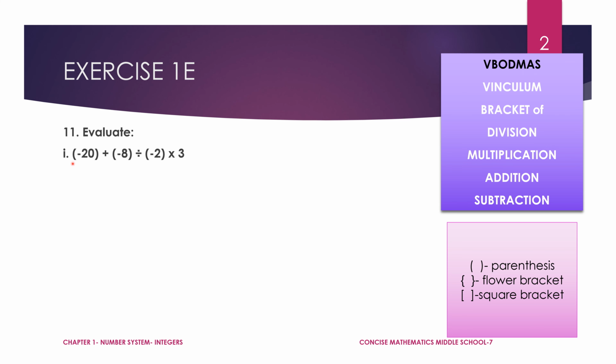Evaluate minus 20 plus minus 8 divided by minus 2 into 3. Here they have given an expression, right? Here, do you have any vinculum? First start from the first one, vinculum. Vinculum is nothing but a small dash on the top of the number. Then it is called a vinculum, right? Here you don't have any vinculum. In our further examples, we will work with the vinculum also.